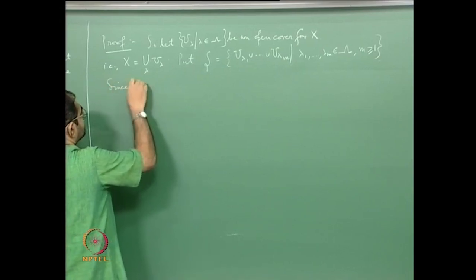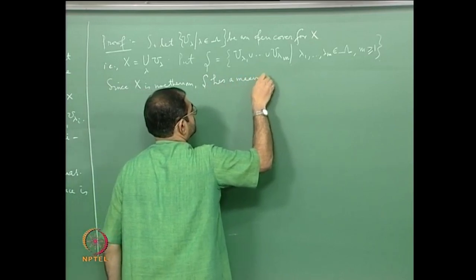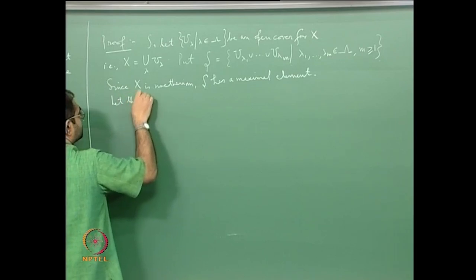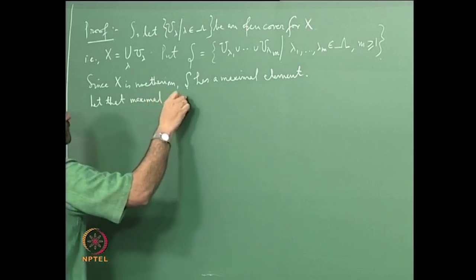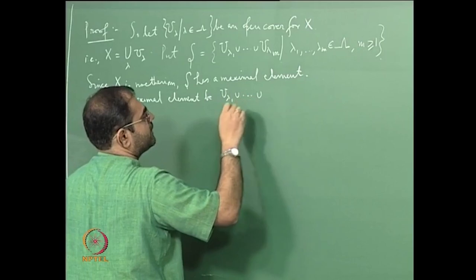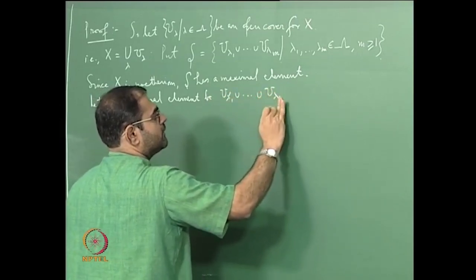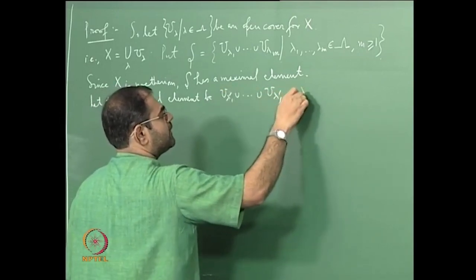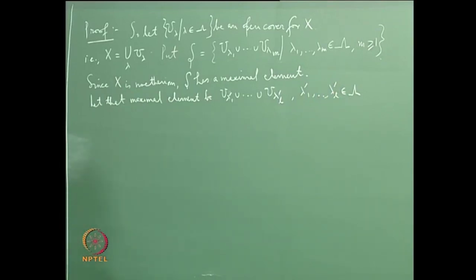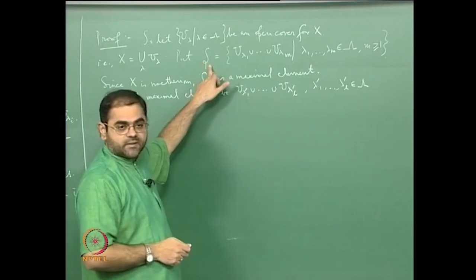Now, since X is Noetherian, S has a maximal element. Let that maximal element be U lambda 1 prime union ... union U lambda L prime, where lambda 1 prime through lambda L prime are all elements of Lambda. So there is some finite collection of lambdas which I want to call lambda 1 prime through lambda L prime, and the corresponding open sets, and that finite union is a member in this collection, and that is the maximal element.